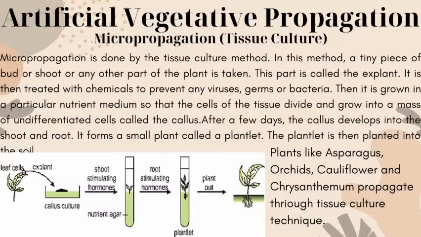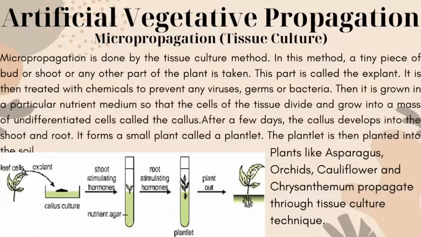It is then treated with chemicals to prevent any viruses, germs or bacteria. Then it is grown in a particular nutrient medium so that the cells of the tissue divide and grow into a mass of undifferentiated cells called the callus. After a few days, the callus develops into the shoot and root. It forms a small plant called a plantlet. The plantlet is then planted into the soil. Plants like asparagus, orchids, cauliflower and chrysanthemum propagate through the tissue culture technique.